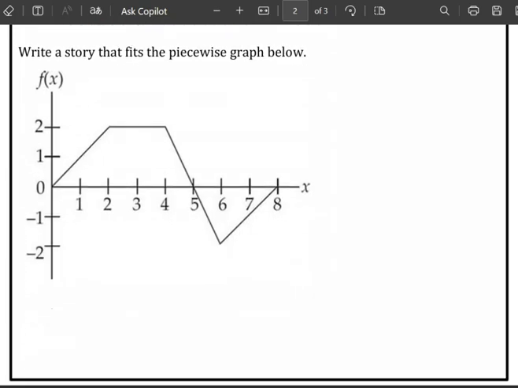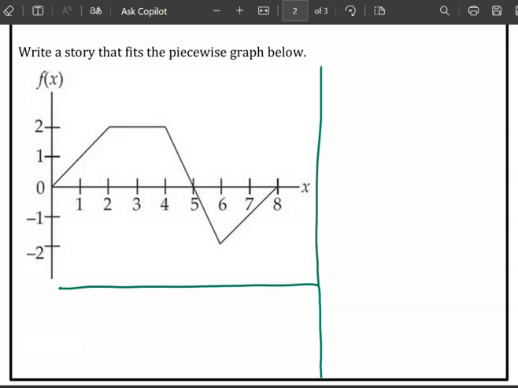Write a story that fits the piecewise graph below. Let's write one together and then write a similar story as well. So let's have one story right here and one story right here. Let's do this as an example.